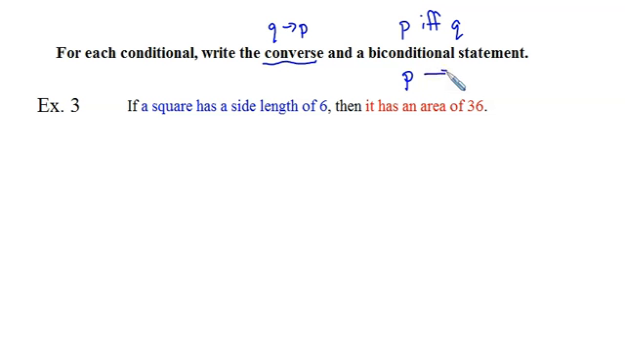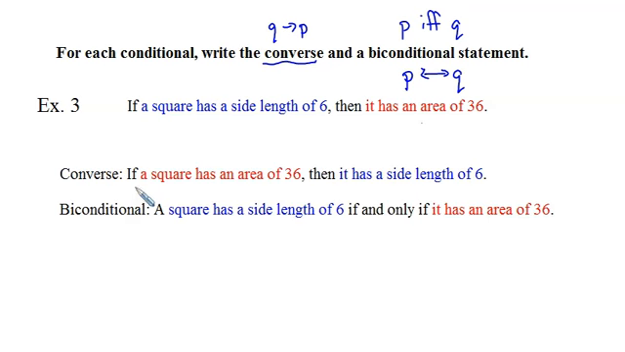And don't be confused by that notation. Sometimes we represent that as a double arrow, P if and only if Q. So if a square has a side length of 6, then it has an area of 36. So our converse is if a square has an area of 36, then it has a side length of 6. So we will see that this is the Q statement, and then we have implies the P statement. So in the biconditional, we will take a square has a side length of 6 if and only if it has an area of 36.